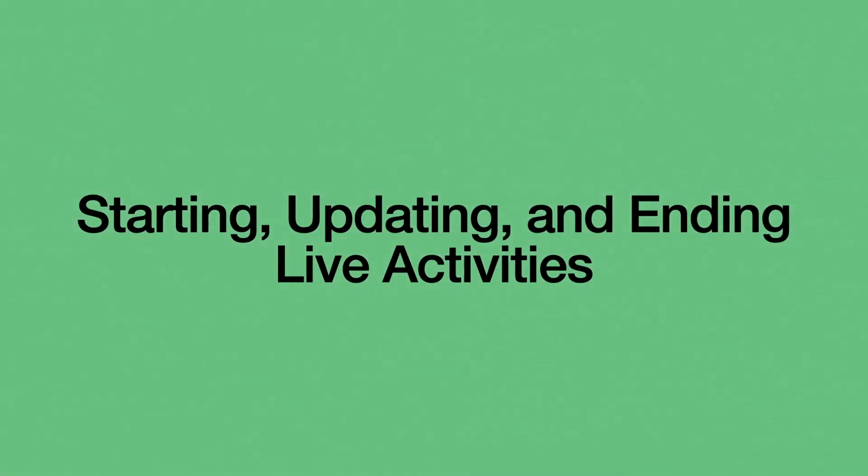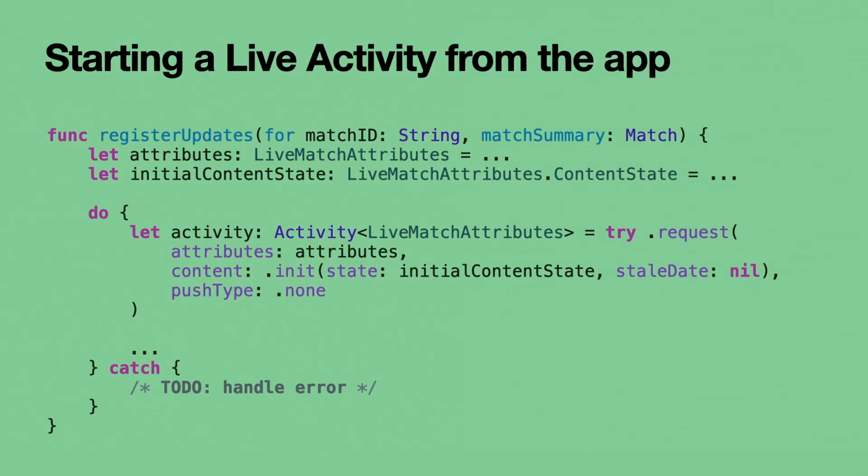Okay, so now we understand how and why our UI is presented, and we've got a data model that we're going to use to power it. So let's talk about how to actually get data into our live activity extension. And the first thing to do is we need to start a live activity. And this is all the code that you need to do that.